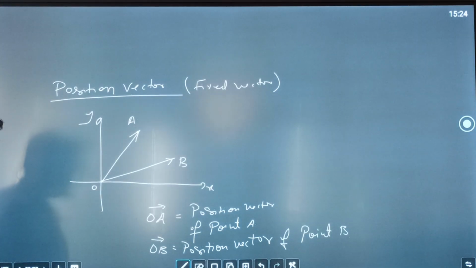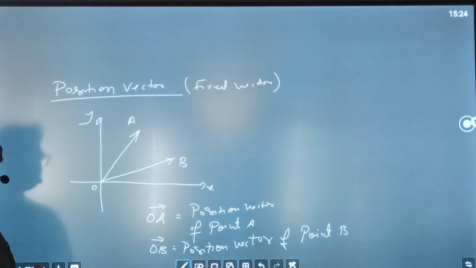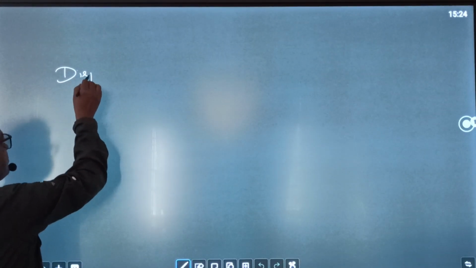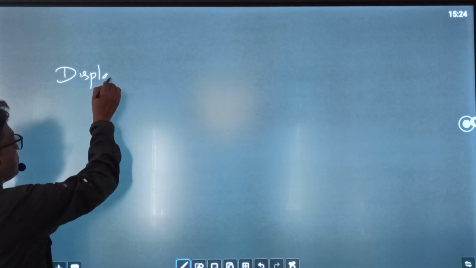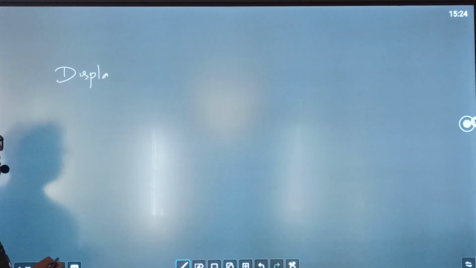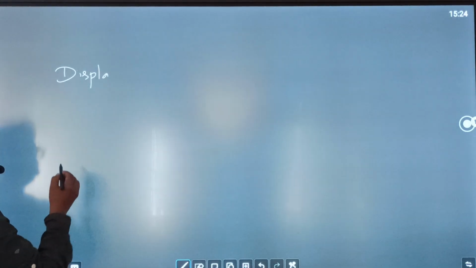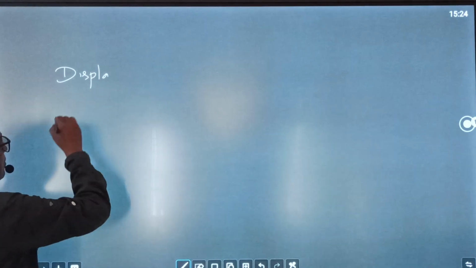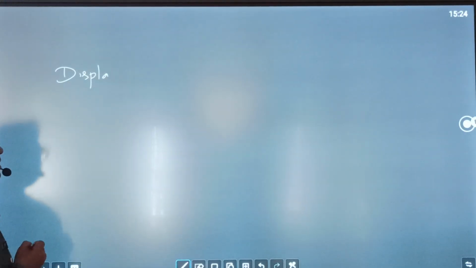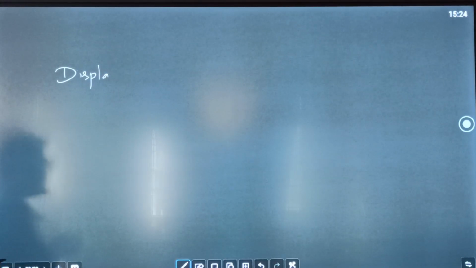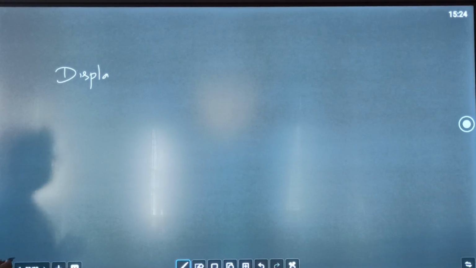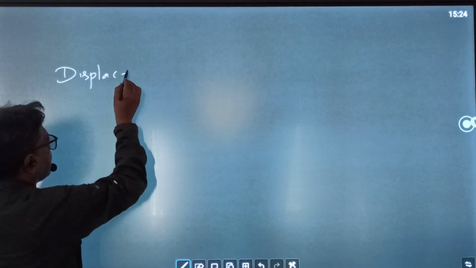Then the next type of vector is called displacement vector. These are all vectors we will particularly use in physics. So we are discussing vectors from a physics point of view so that we can apply all the points that we learn here about vectors in kinematics, particularly in physics. So, displacement vector.